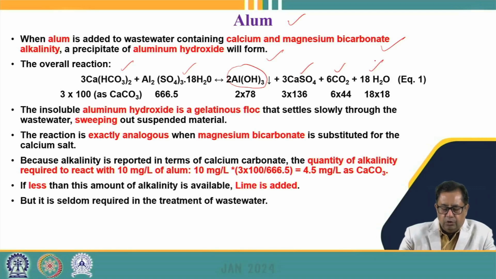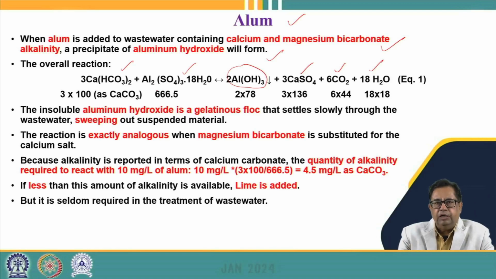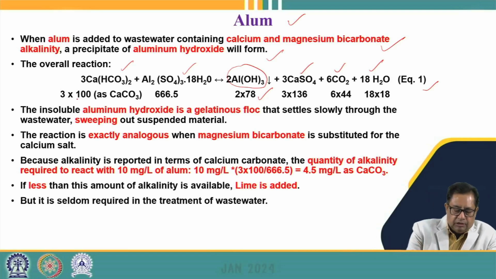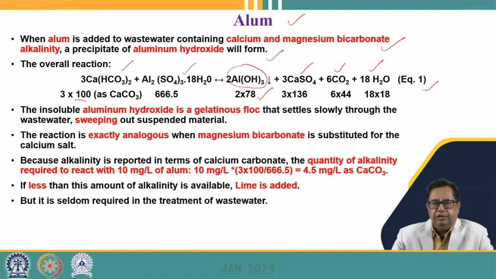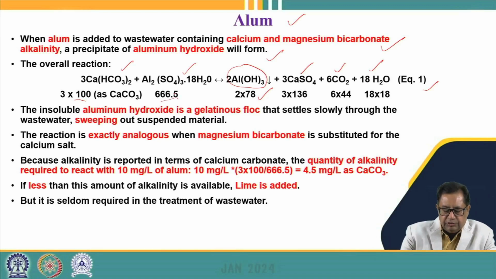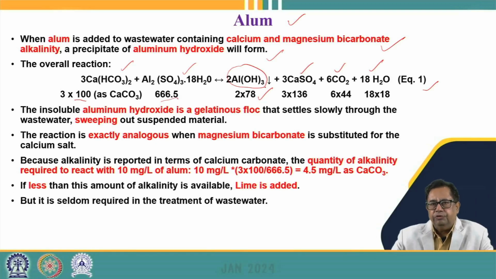If we want to find out the dosing of alum that is required stoichiometrically, depending upon how much alkalinity is present in the water, and the amount of aluminum hydroxide sludge that will form, we can calculate it using this stoichiometric equation. Here, calcium bicarbonate represents the alkalinity, which is always expressed as calcium carbonate. That's why we have taken the molecular weight as 100, whereas 666.5 represents the molecular weight of the alum and 78 represents the molecular weight of aluminum hydroxide.